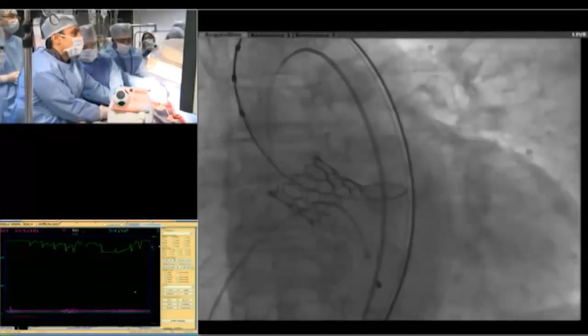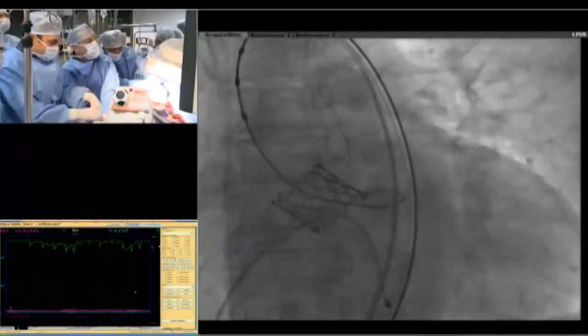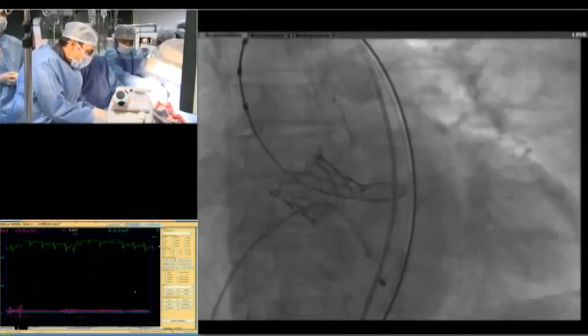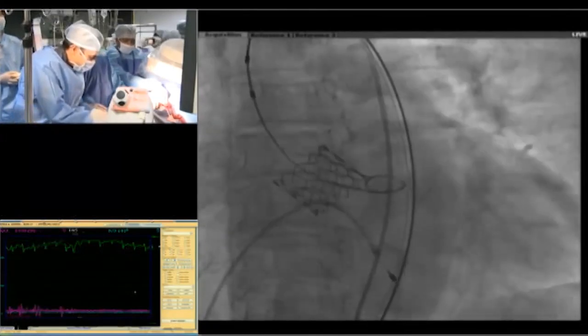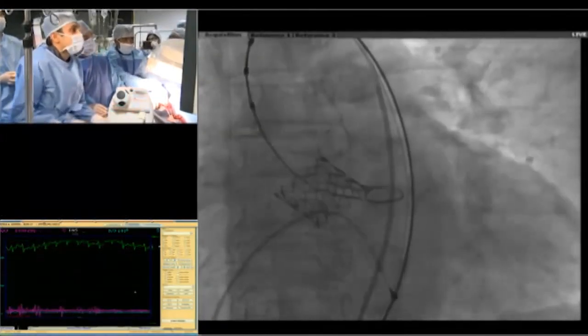Give me 1 minute. Yeah. We're fine. Just advance this. 1 second. Okay. We'll take one final picture. Yeah, we don't see the pressure on the hemodynamics. That's fine.